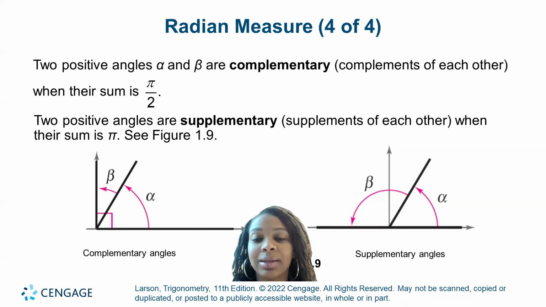So these two angles added together give you pi over 2. We call them supplementary if they add up to pi. So if the two angles together give you pi or a straight line or 180 degrees, they are called supplementary.